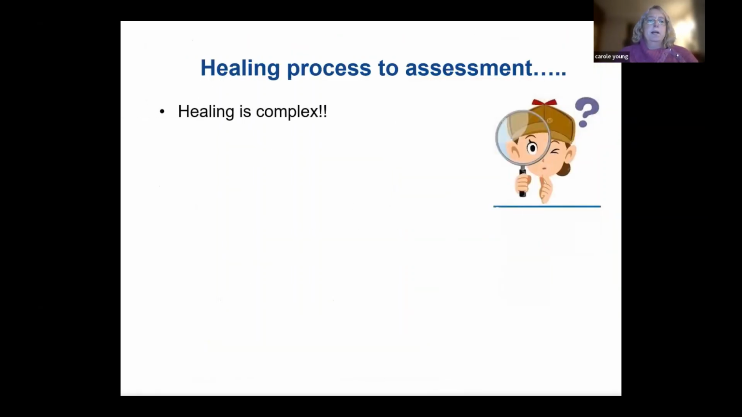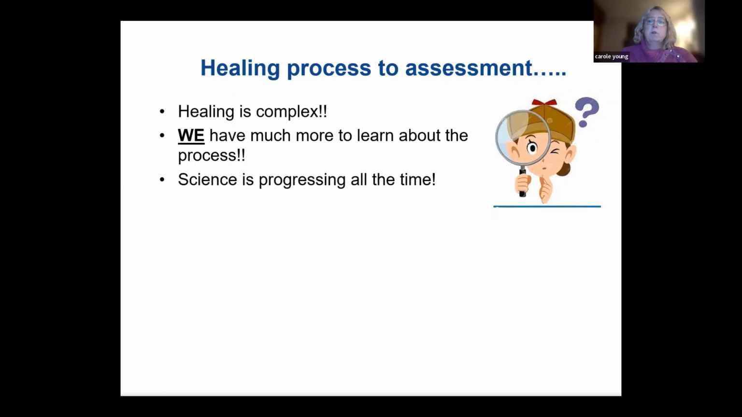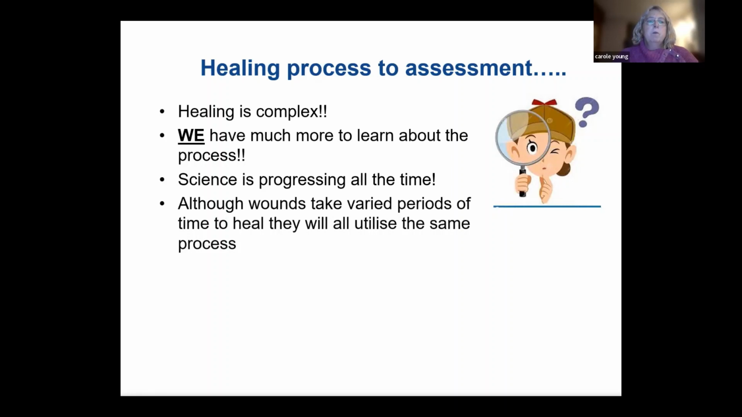So healing is complicated. We have so much more to learn about the process. Science is progressing all of the time. We are constantly learning new things, particularly about cells and microbiology. But although wounds take varied periods of time to heal, they will always use that same process, whether it's a primary healed wound or a secondary healed wound or a tertiary healing wound. They're going to follow that process of hemostasis, inflammation, proliferation, and maturation. The time frame may be different.